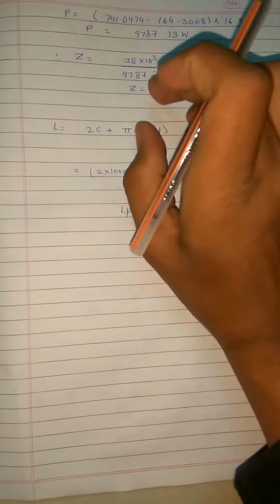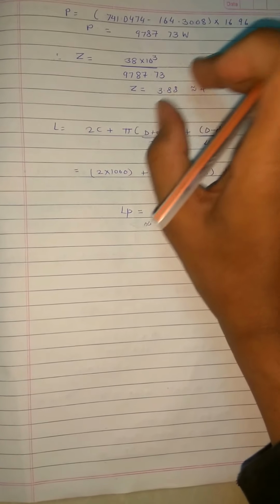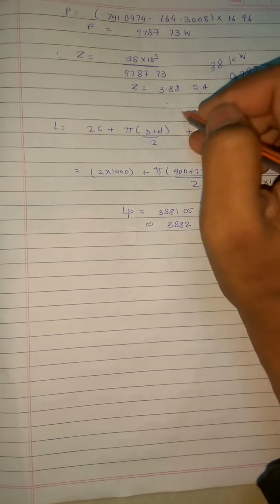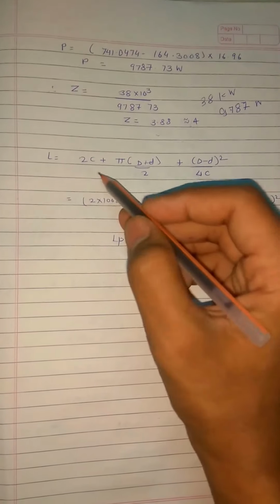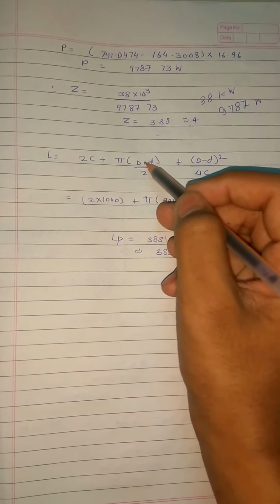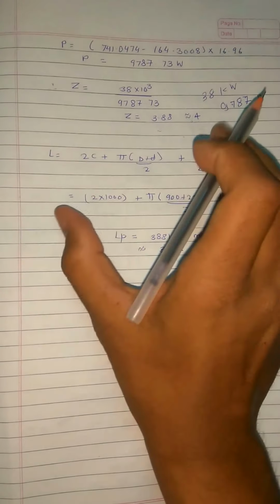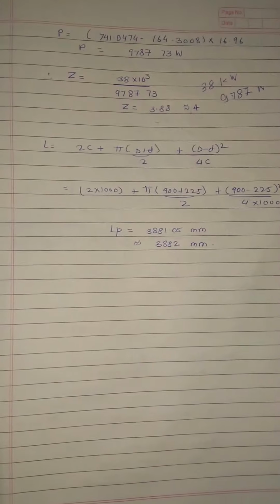If you are given number of belts as 3.8857, use the 5 value, do not put 4. Use the standard values from the table. The last and the final bit, that is length of the belt: 2c plus pi by 2 into (D plus d) plus (D minus d) whole square by 4c. So we can easily calculate the length of the belt.